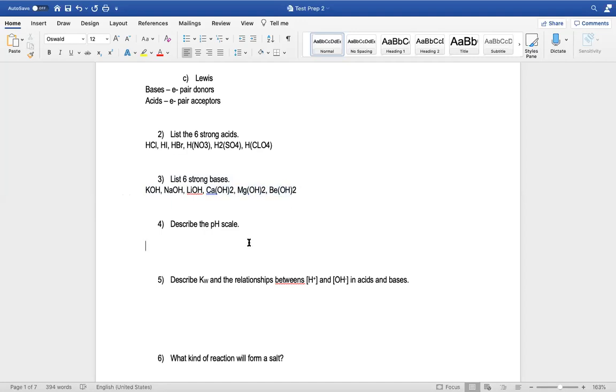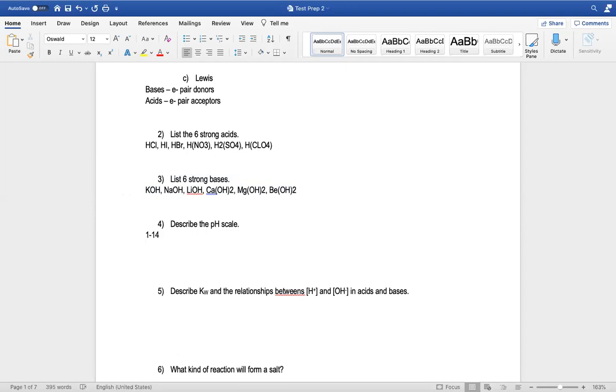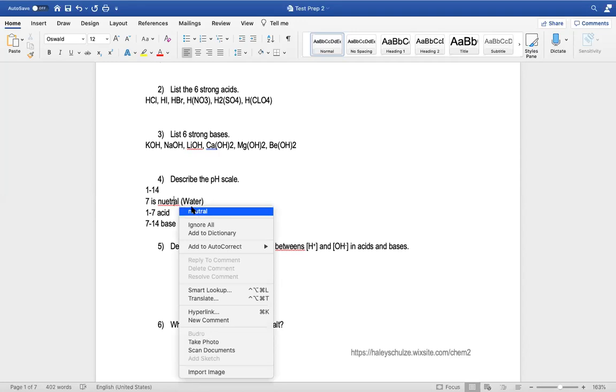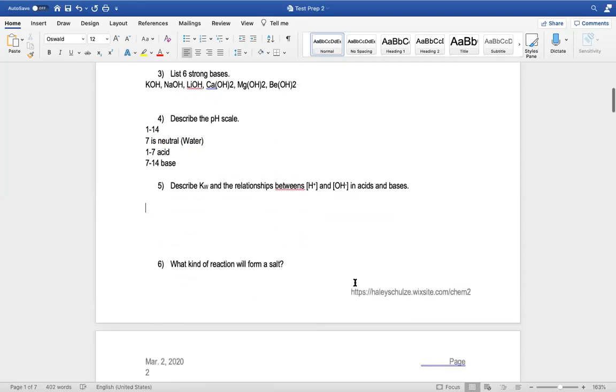All right, then we have the pH scale. So that's 1 to 14, right? What is considered neutral? 7. 7 is neutral, and that's water. And then which one's acid? Is it 1 to 7 or 7 to 14? 1 to 7. 1 to 7 is an acid, and then that means that 7 to 14 is a base. Still neutral, right? All right, and then now we're getting to the more hard stuff.